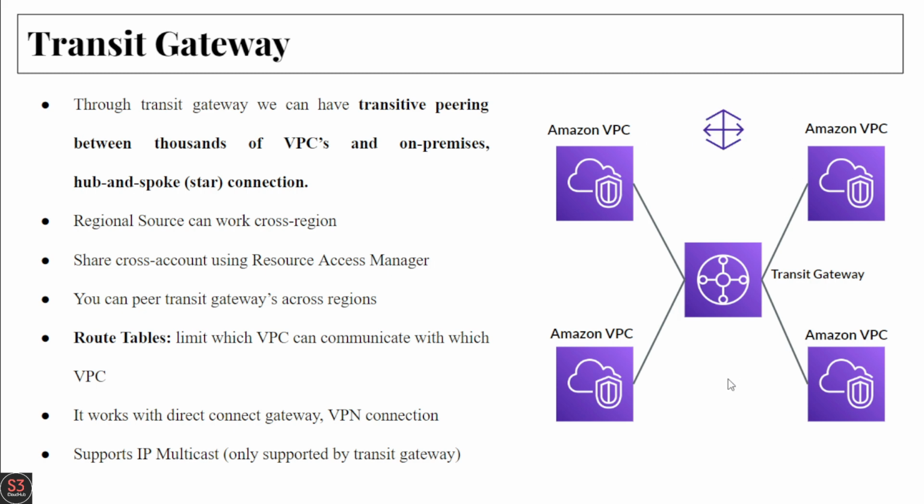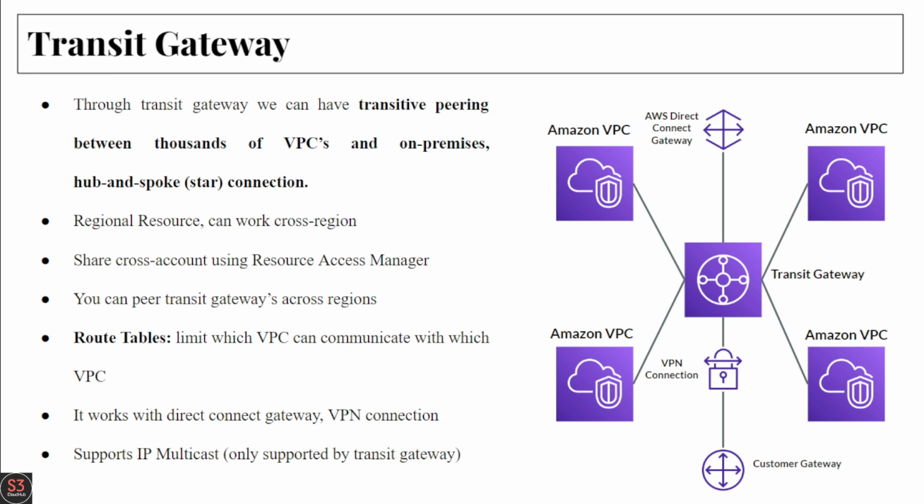We can also have a Direct Connect gateway so that we can access all the VPCs, or else you can also have a VPN connection. You can create a customer gateway and access all the VPCs which are connected together. Here we don't have to do VPC peering. The VPCs will be connected through the transit gateway itself. So through the transit gateway, many network issues are solved in AWS.